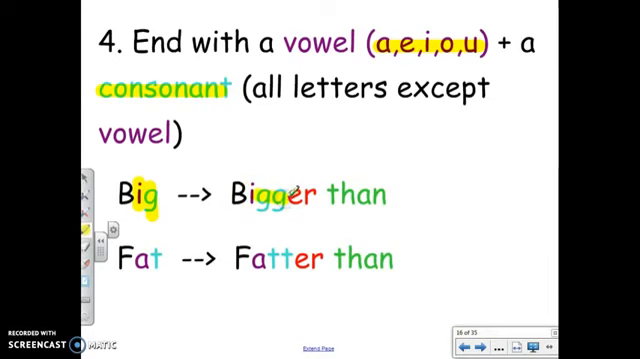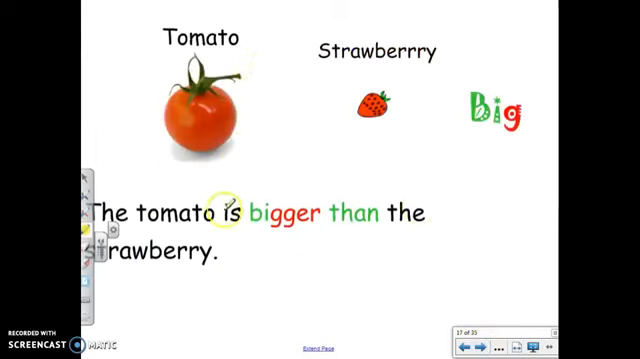So put G, G, and ER. And then, remember the tip, always put ER after the adjective. Fat, double the T, put ER. For example, the tomato is bigger than the strawberry. See how I double the G and put ER for big.